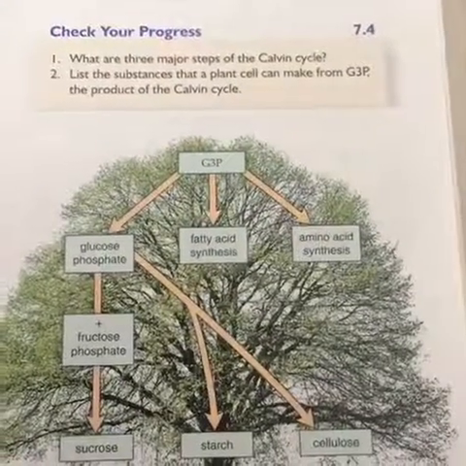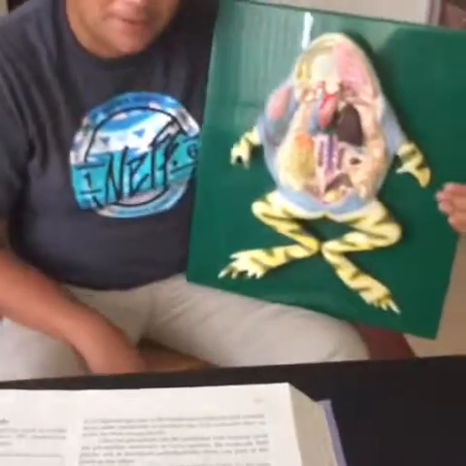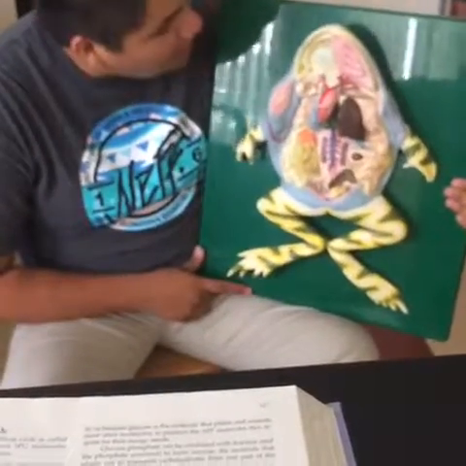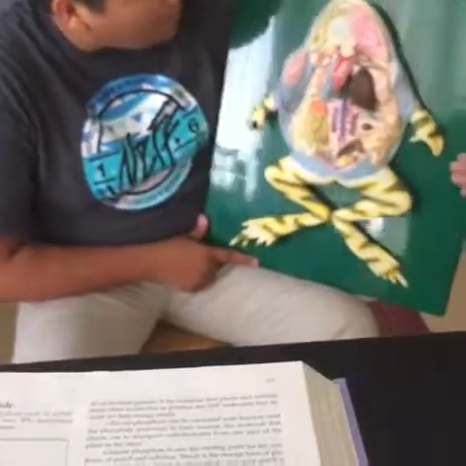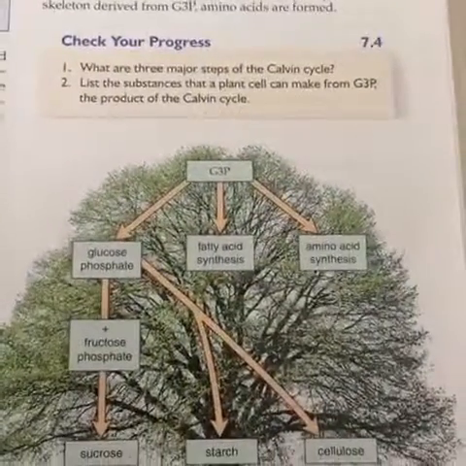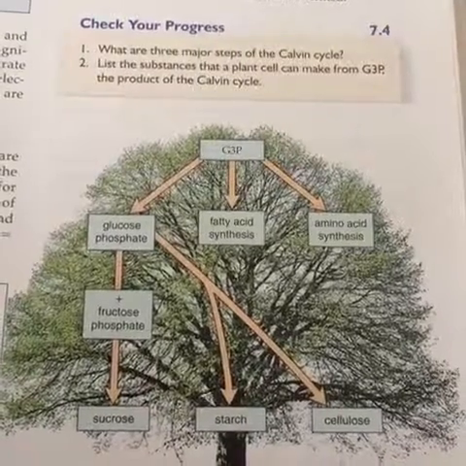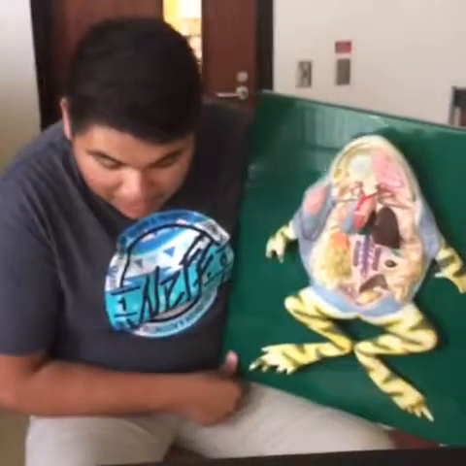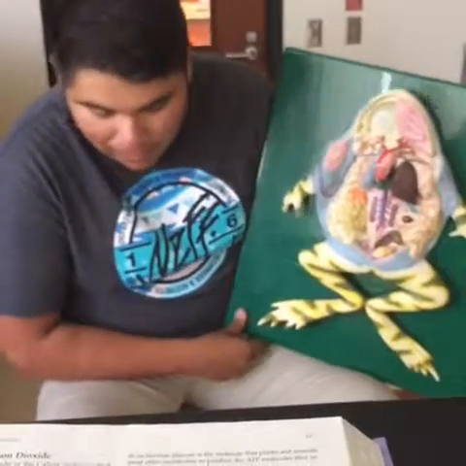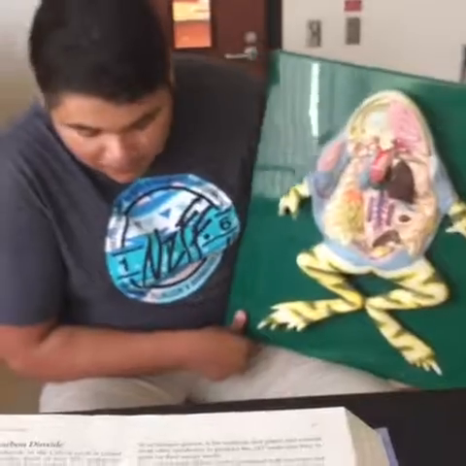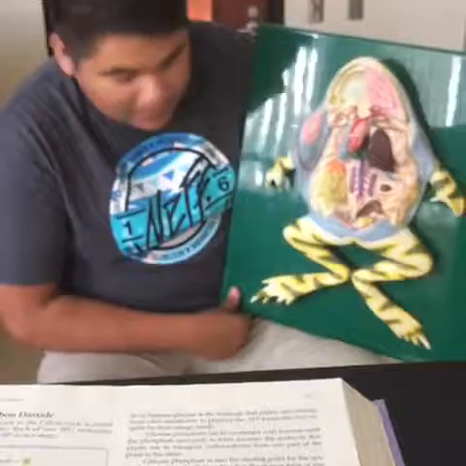Checker progress 7.4. Number 1. What are 3 major steps of the Calvin cycle? That would be fixation of carbon dioxide, reduction of carbon dioxide, and regeneration of RuBP. Number 2. List the substances that a plant cell can make from G3P, the product of the Calvin cycle. That would be glucose phosphate, fatty acid synthesis, amino acid synthesis, fructose phosphate, sucrose, starch, and cellulose.